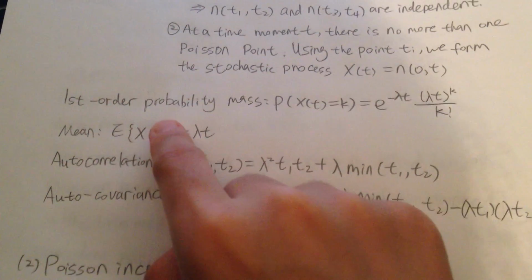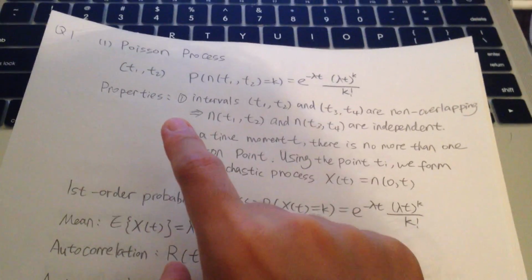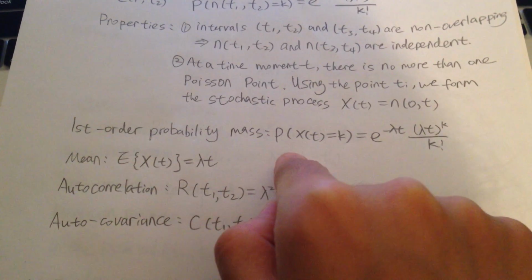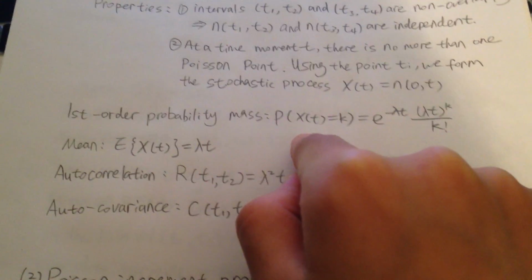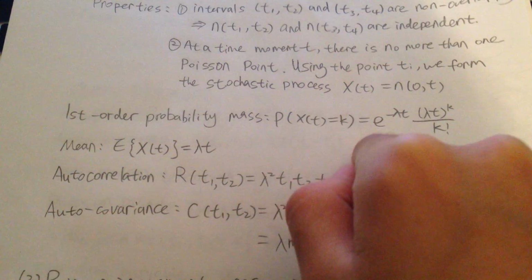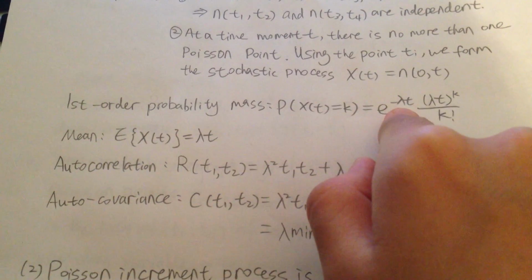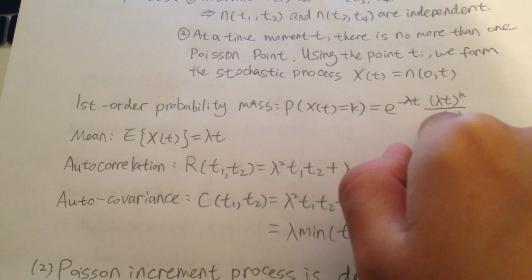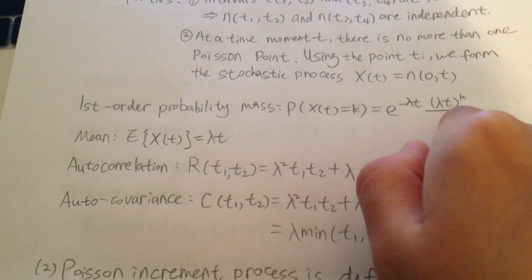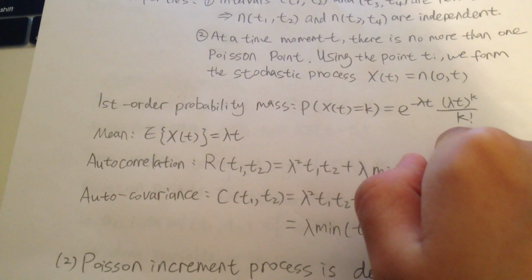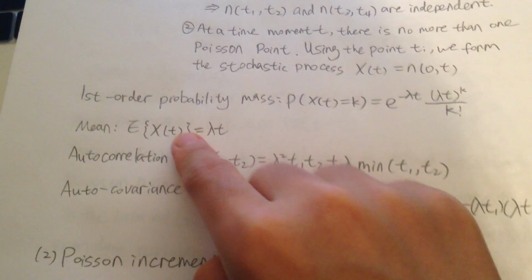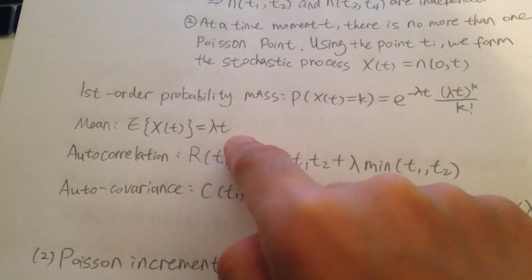So the first order probability of this process is the probability of x(t) equals k, which equals e to the power of minus lambda times t, times lambda times t to the power of k, divided by k factorial. The mean of a Poisson process equals lambda times t.